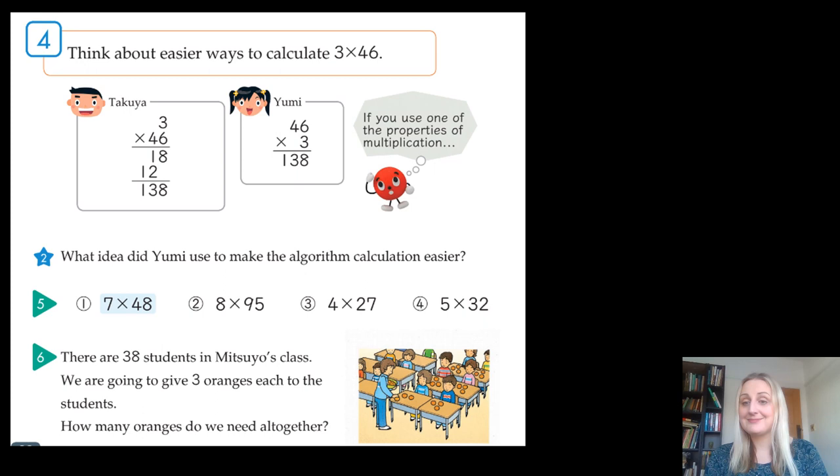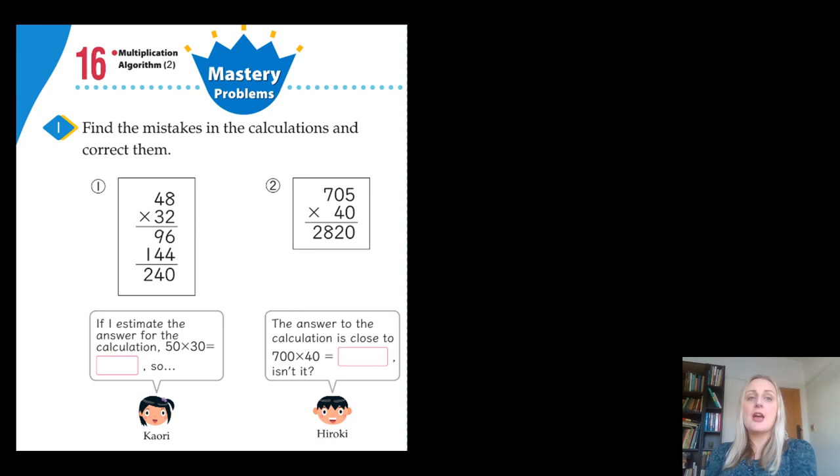In the same textbook, we see these what they call mastery problems. And the first one is about correcting mistakes in calculations. And this is something that's used all over the world. It's a really great technique to use in maths. But I really like the little bit at the bottom where they're estimating. So it says, if I estimate an answer for the calculation 50 times 30, well, we know we get 1,500, which is what tells us that that 240 in that answer is way out. Like we know that's wrong. So now we can look at it and say, well, what's gone wrong with it? Because we know that answer doesn't make sense.